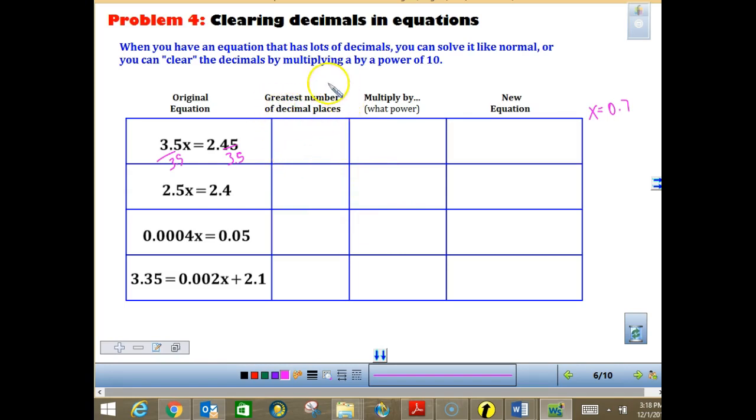So, it says, what's the greatest number of decimals behind any one of these? So this one, the greatest number is 2. Do you agree? This one has 1 number behind it. This, the 4.45, has 2, okay? Here, what's the most numbers behind the decimal point?